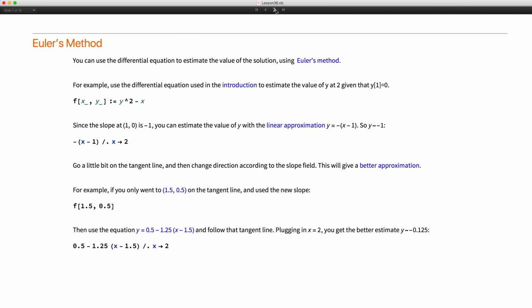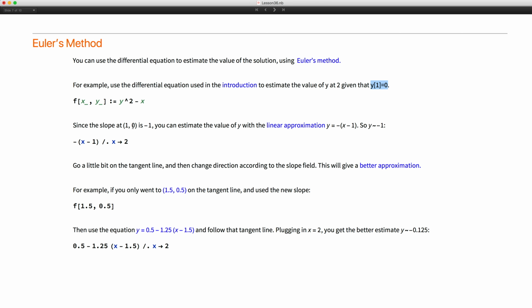Okay, so now in practice, you might just want to estimate the solution for a differential equation, and that can be done with Euler's method. The idea is this. Here's the same example from the introduction, and you want to find the value at 2, starting with the value at 1 equal to 0.